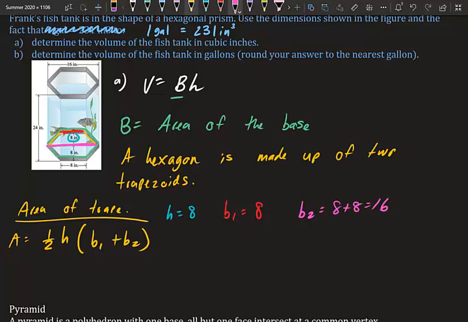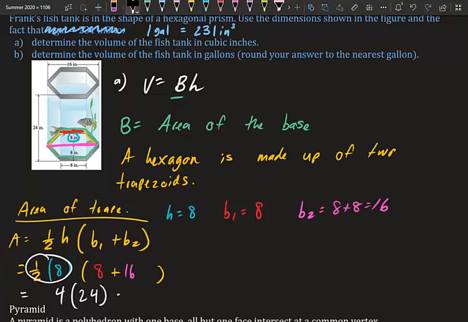Alright, now we can plug it into our formula. So we have area equals 1/2 height, which is 8, times 16, or 8 plus 16. Simplify the parentheses first. So, well, we can also do half of 8. We know half of 8 is 4. So 8 plus 16, we get 24. Multiply. So 24 times 4, and we get 96. 96 inches squared, because we're talking about a trapezoid.